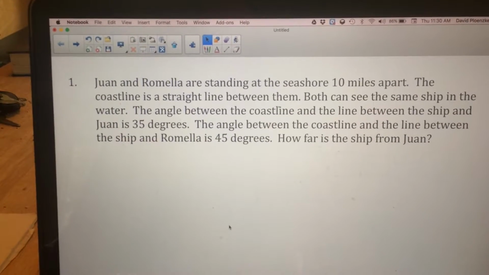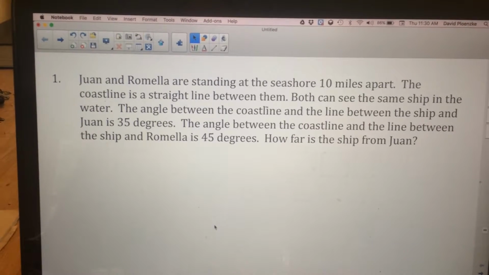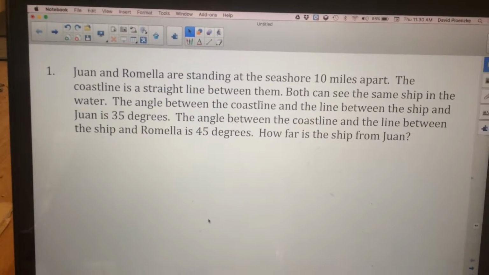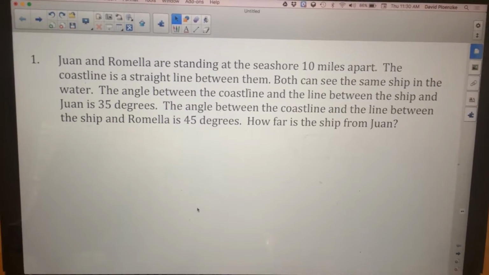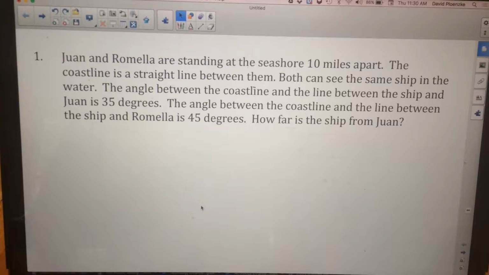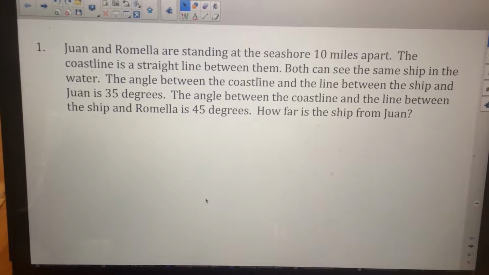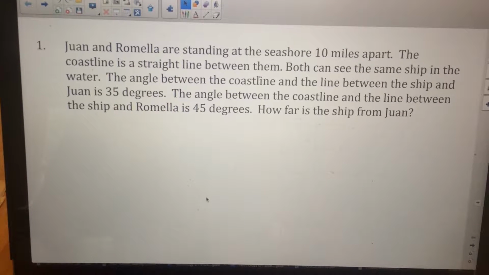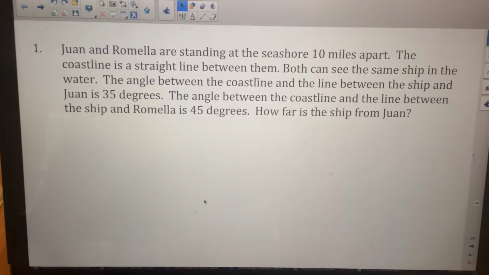Juan and Romelia are standing at the seashore 10 miles apart. The coastline is a straight line between them. Both can see the same ship in the water. The angle between the coastline and the line between the ship and Juan is 35 degrees. The angle between the coastline and the line between Romelia and the ship is 45 degrees. How far is the ship from Juan?